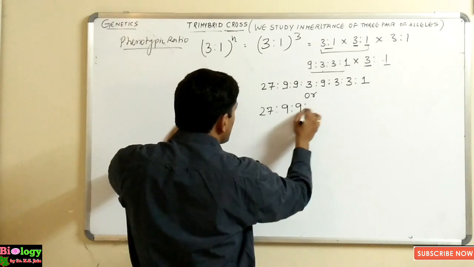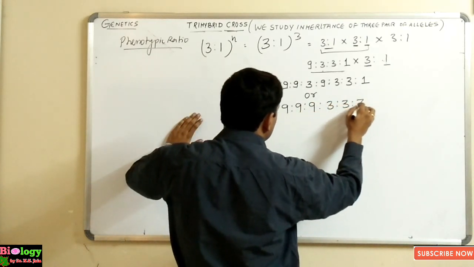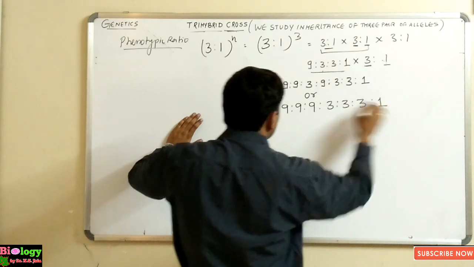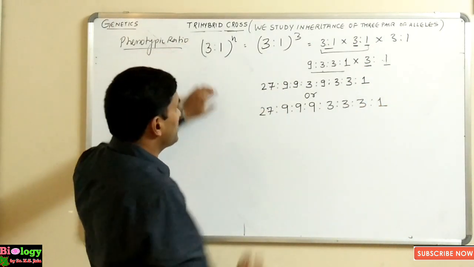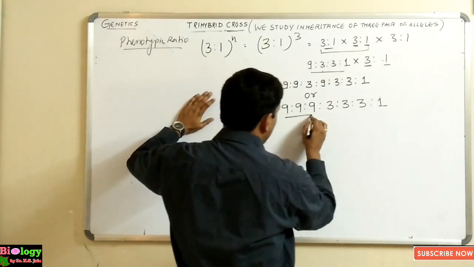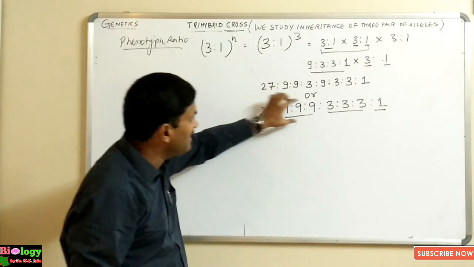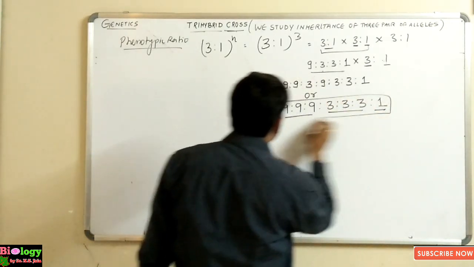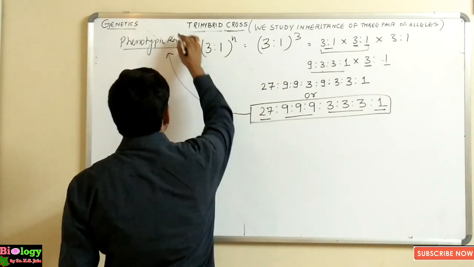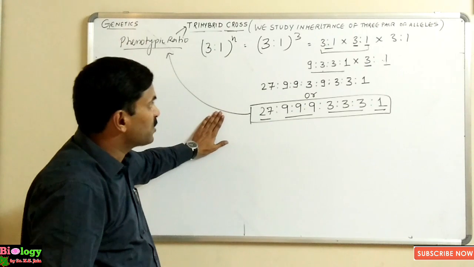27:9:9:9:3:3:3:3:1, right? To remember this, how will we learn the phenotypic ratio of a trihybrid cross? 27, 9, 9, 9, 3, 3, 3, 1. Learn it like this, okay? 27, 9, 9, 9, 3, 3, 3, 1. So this is the phenotypic ratio of a trihybrid cross, okay?